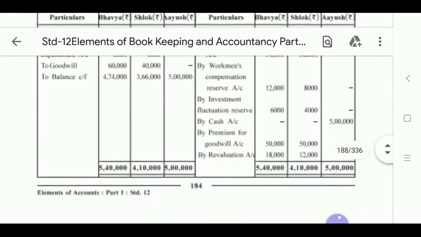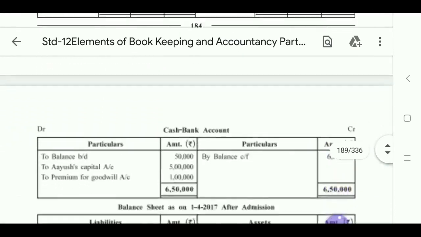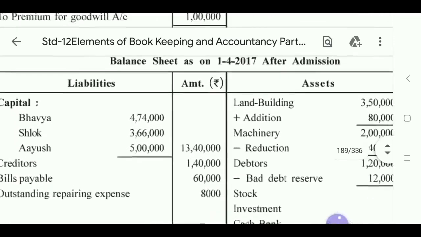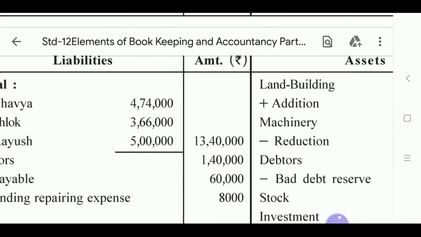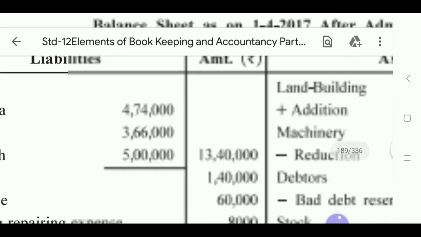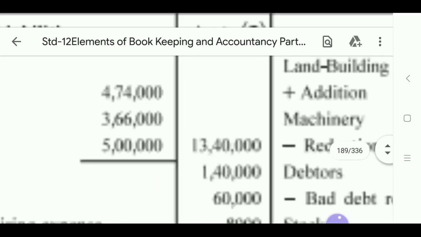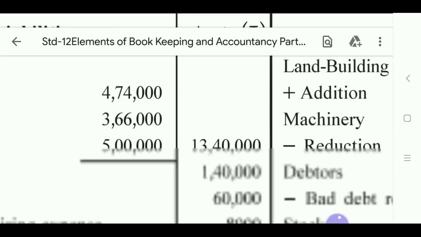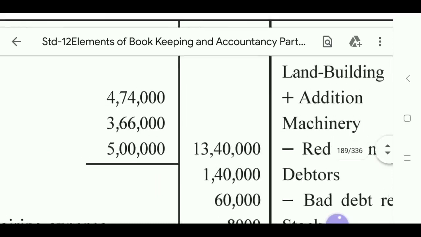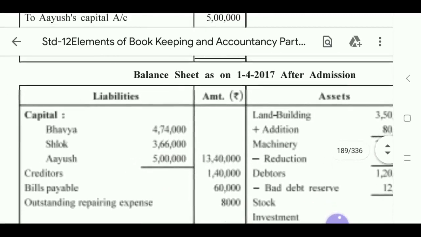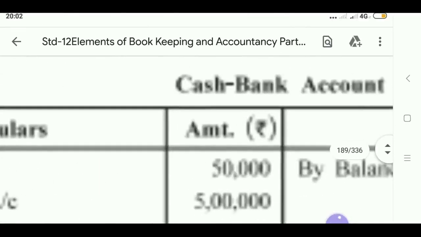Closing capital is to be transferred in the balance sheet. Here you can see I have written the closing capitals of the partners, and the net amount is here, 13,40,000.